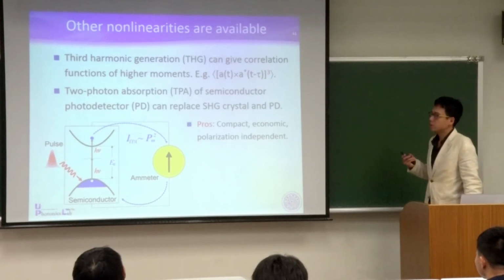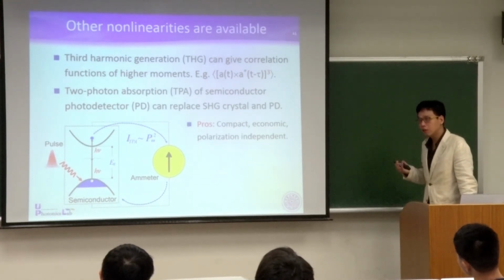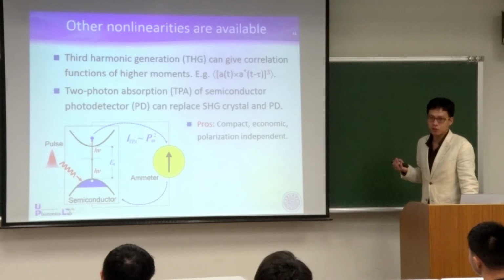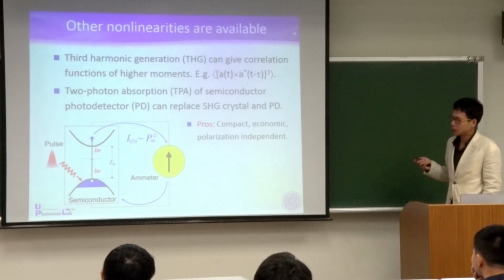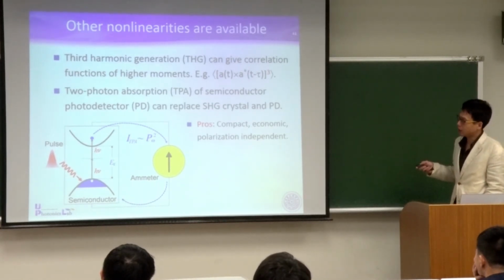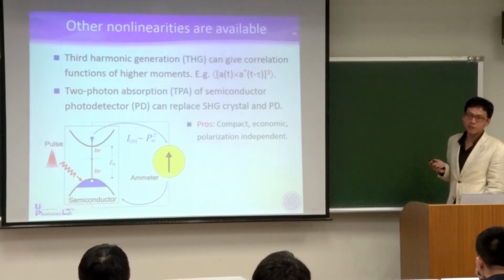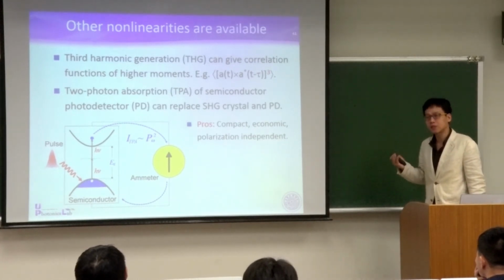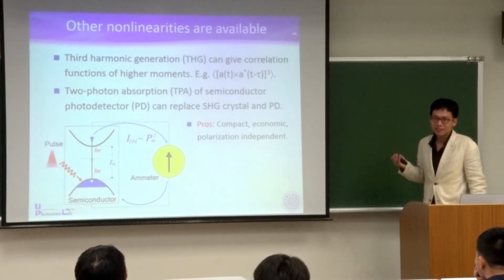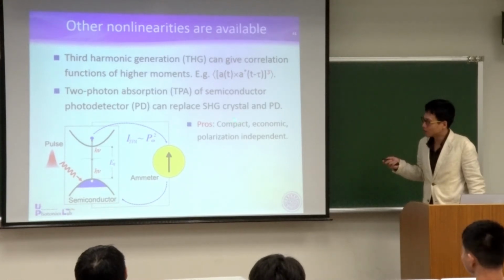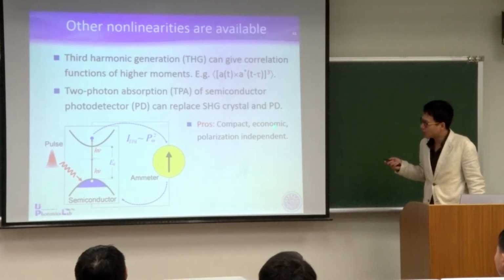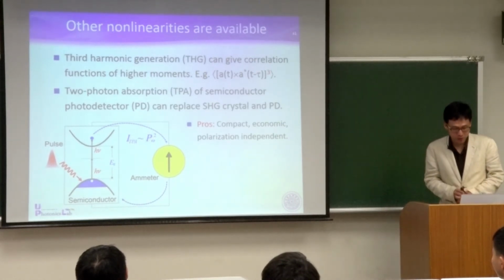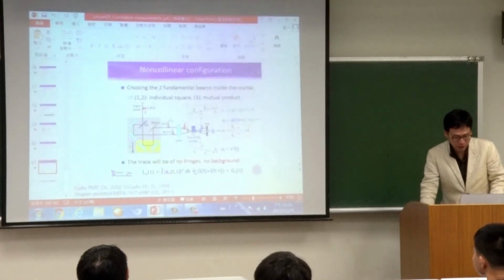Okay. But there are pros and cons, advantages and disadvantages. What are the advantages of using TPA? First, it's very compact and economic compared with a second harmonic generation based setup. Why is it compact? Why is it economic? You can compare with the SHG setup.